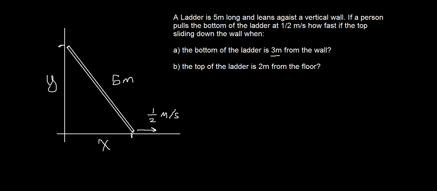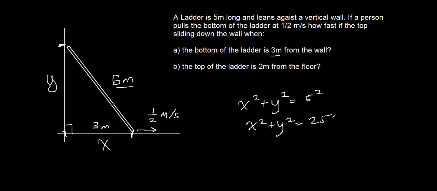The bottom of the ladder is 3 meters, so this distance is 3 meters. Well, how about we set an equation relating the height and this distance and the length of the ladder? You might know from Pythagoras, since this is a vertical wall, that x squared plus y squared equals 5 squared, which is 25.